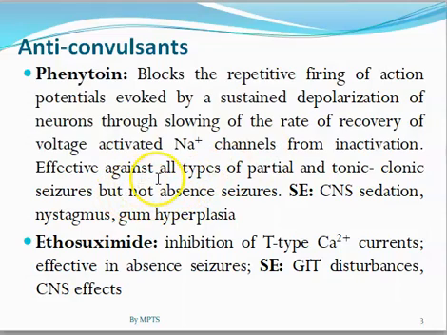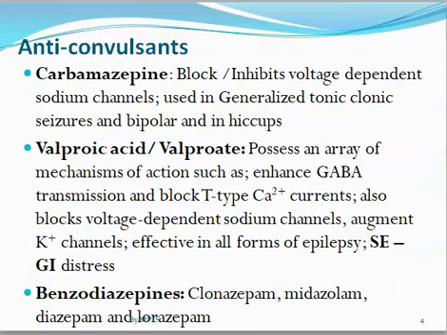Now, it is effective against all types of partial and tonic-clonic seizures, but not in absence seizures. Side effects, we have sedation, nystagmus, and gum hyperplasia. I hope you know what I mean by gum hyperplasia. Now, the other one is ethosuximide. So it causes inhibition of the T-type calcium currents, effective in absence seizures. Side effects of GIT and of course CNS effects. Most of them are given orally.